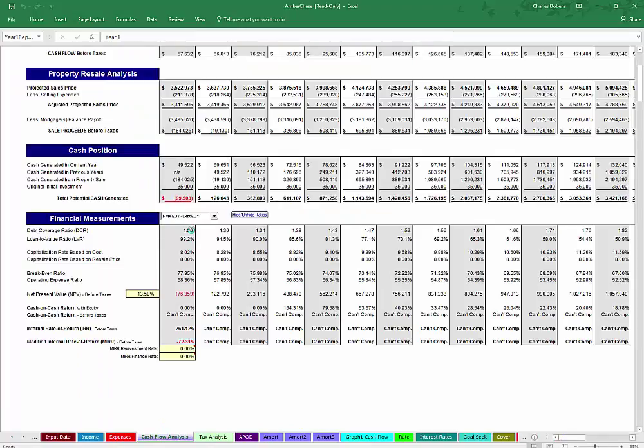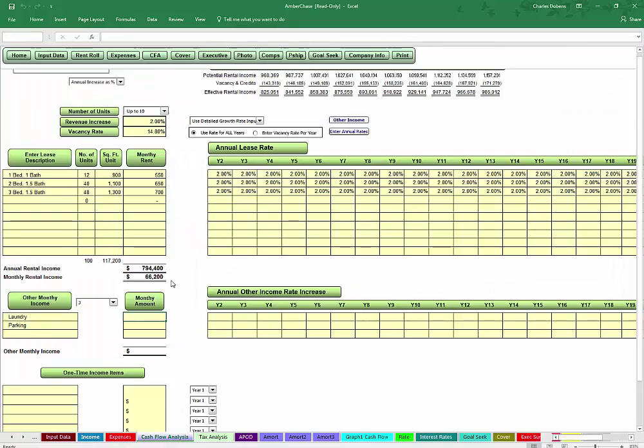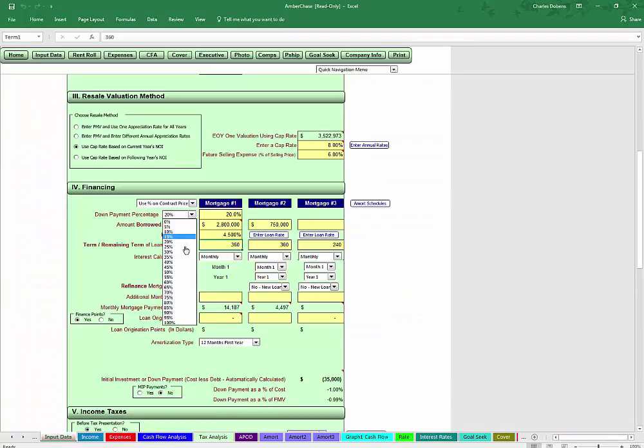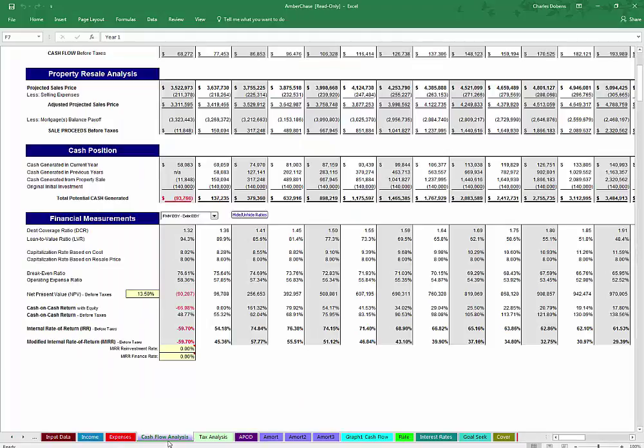Now I'm up to 1.26. Hold on, wait a minute. What did I do? Let me just do something here. If we put more, yeah, I think that's going to work. So we're going to put more money down. Let's keep it at 25, but let's change the amortization to 30 years. So now we're up at 1.32. Still nowhere near what we need it to be.